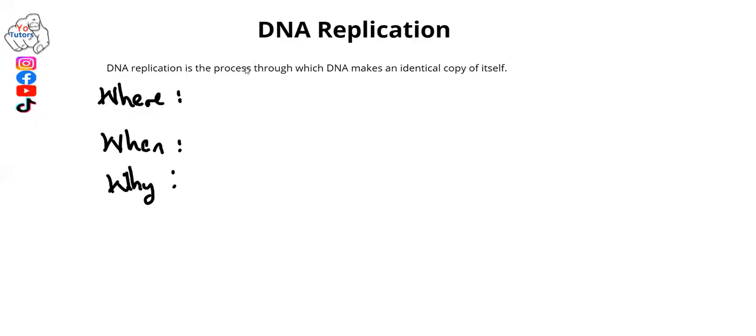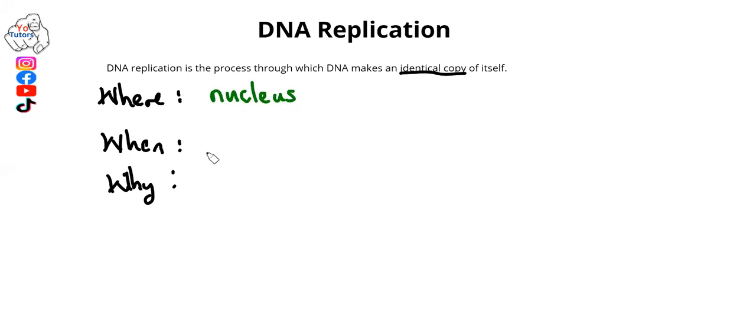Now, what is DNA replication? It is when DNA makes an identical copy of itself. That's what you call DNA replication. When it makes identical copies of itself, where does it occur? It occurs in the nucleus, because that's where we know that most of our DNA is found.